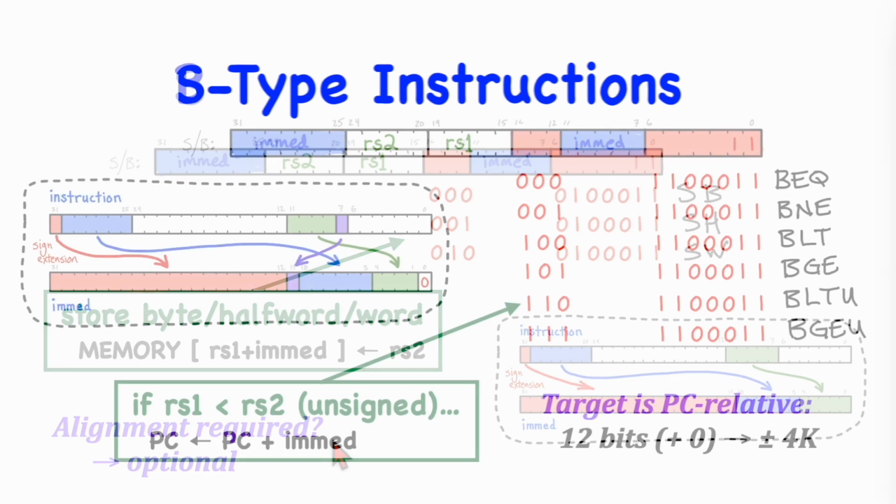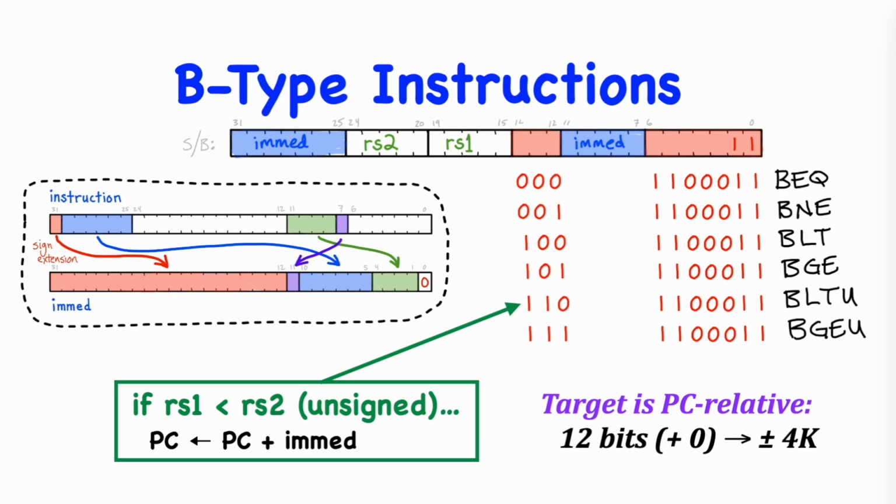Next, let's take a look at the branch instructions. These are conditional branches. They compare the values in registers RS1 and RS2 and transfer control, that is, they take the jump if the condition holds. The target address is a PC relative address. PC relative means that the address is computed by adding the immediate value to the program counter to give the target of the jump. And by the way, the value of the PC to be used is the address of the branch instruction itself.